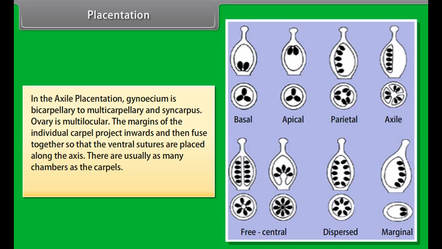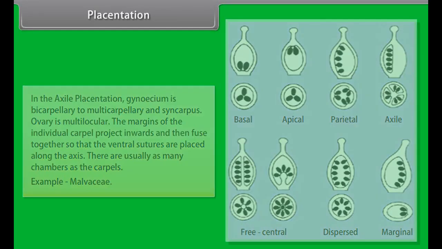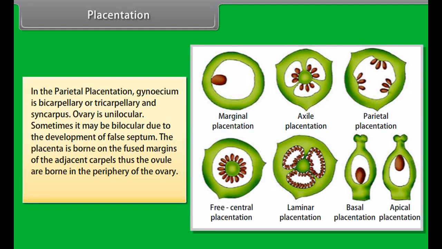Ovary is multilocular. The margins of the individual carpels project inwards and then fuse together, so that the ventral sutures are placed along the axis. There are usually as many chambers as the carpels. Example, Malvaceae. In parietal placentation, gynoecium is bicarpellary or tricarpellary and syncarpous.